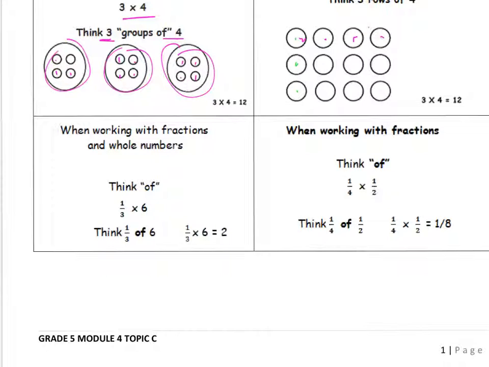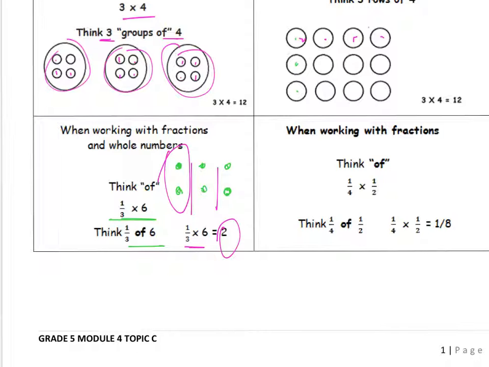Now when we're thinking of multiplying with fractions, we see 1/3 times 6. What you need to think of is, that's asking you, what is 1/3 of 6? So if I've got my 6 dots, 1, 2, 3, 4, 5, 6, and I divide them into thirds, how much is each third? 2. 2 is 1/3 of 6. So 1/3 times 6 equals 2.